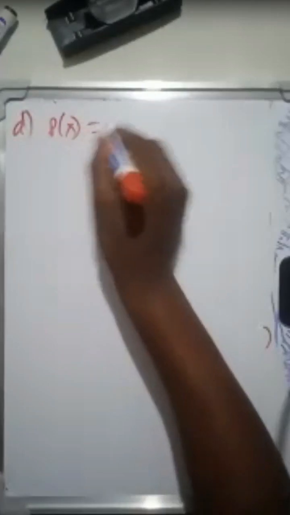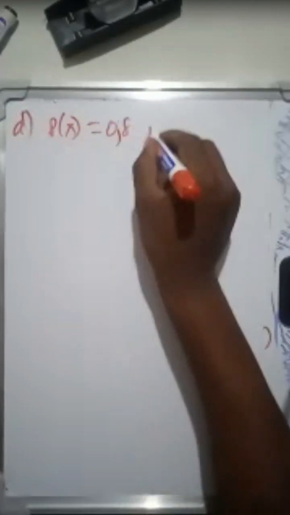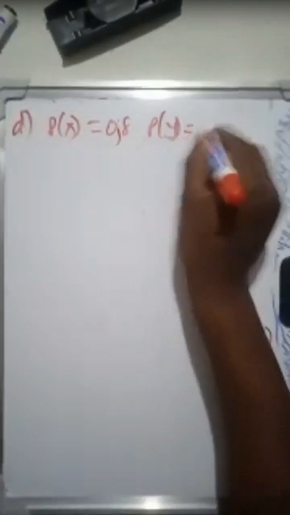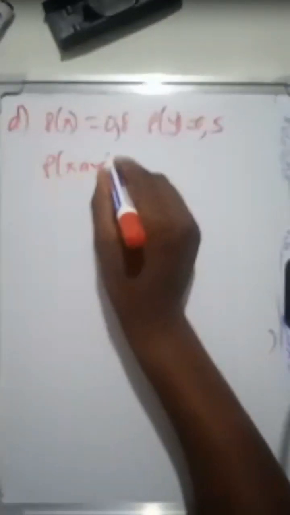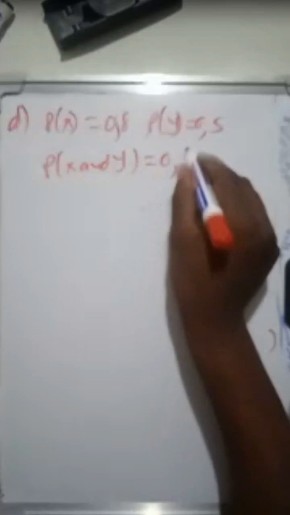Number D. Determine with full motivation whether or not the events X and Y are independent in each of the following cases. The first one: the probability of X is equal to 0.8, the probability of Y is equal to 0.5, then the probability of X and Y is equal to 0.6.